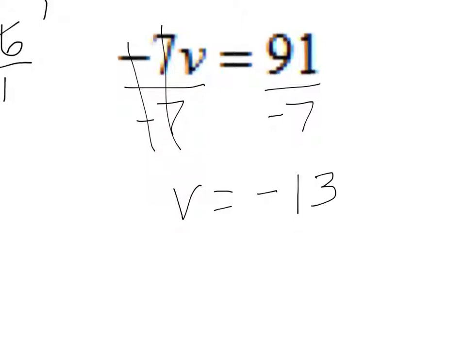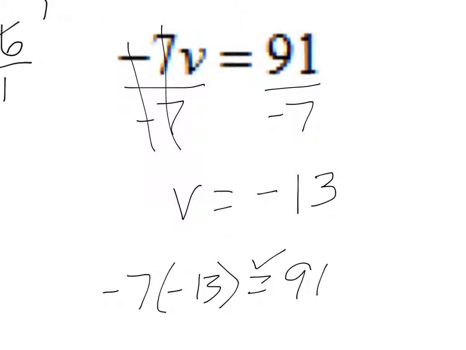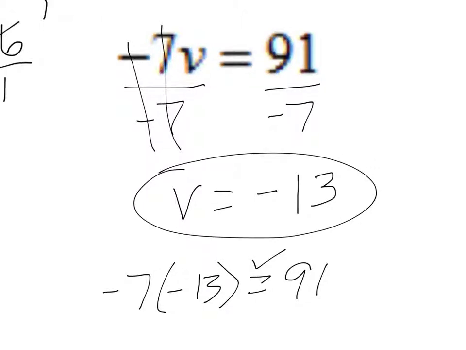Okay, so now we want to check it. Negative 7 times negative 13, that will give us a positive 91. That does work. So, there is our final answer.